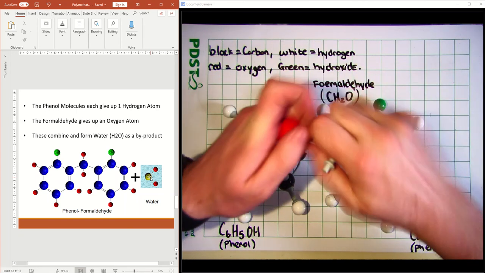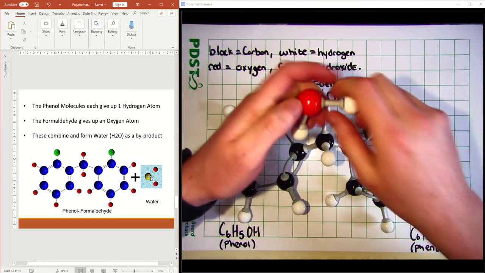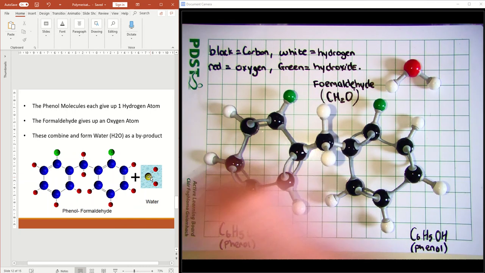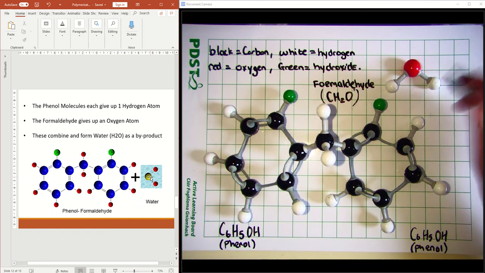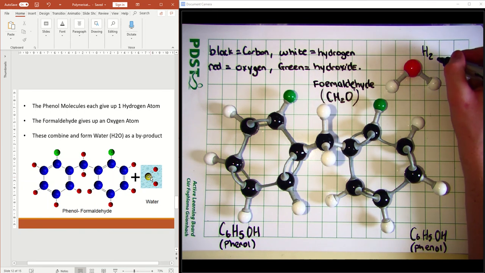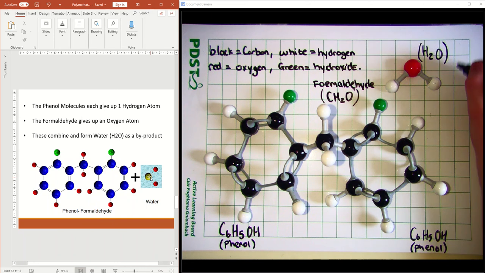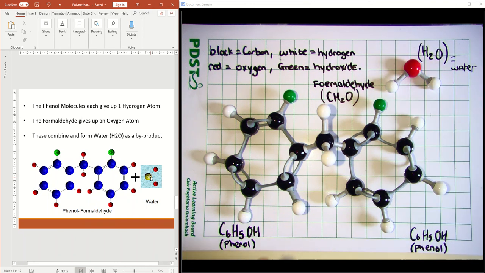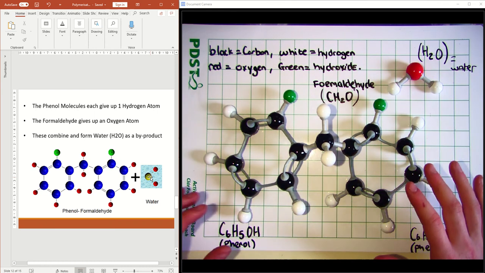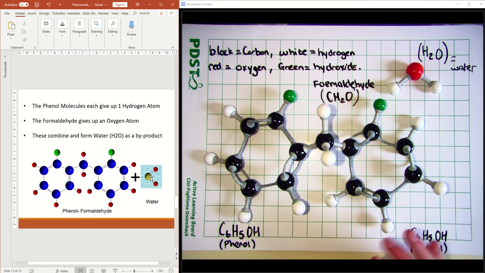Okay, and then that's going to come here. So now what I have here is 2 hydrogen atoms, which is H2, and 1 oxygen atom, sorry, which is O. Okay, and we know H2O is equal to water. Okay, and that's where I get my byproduct from. And this process continues and continues as long as we need to until we get the desired product.